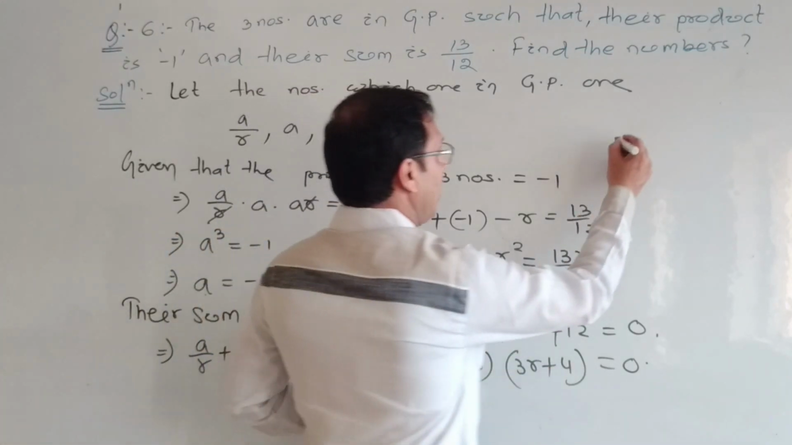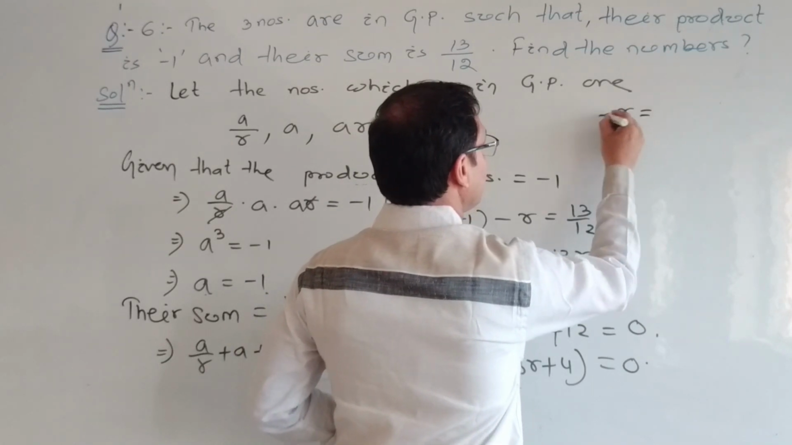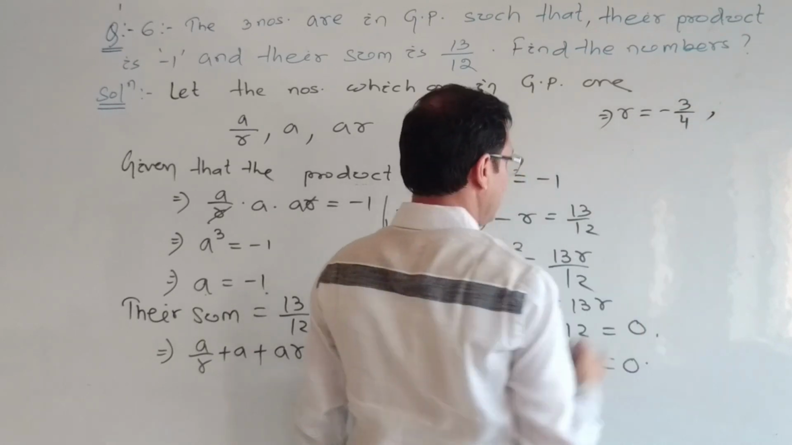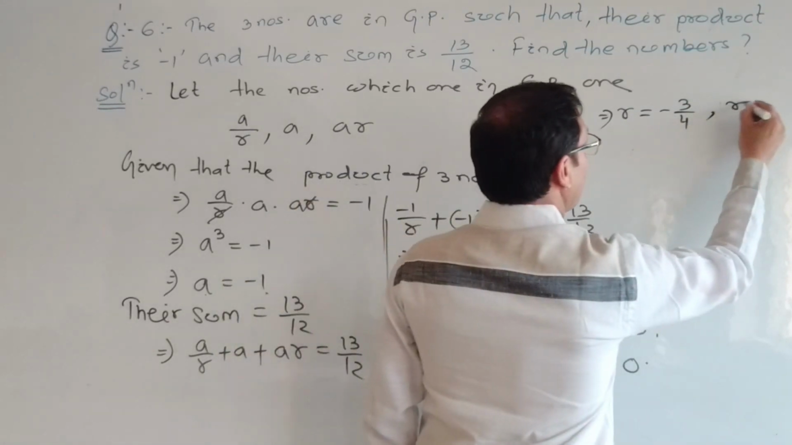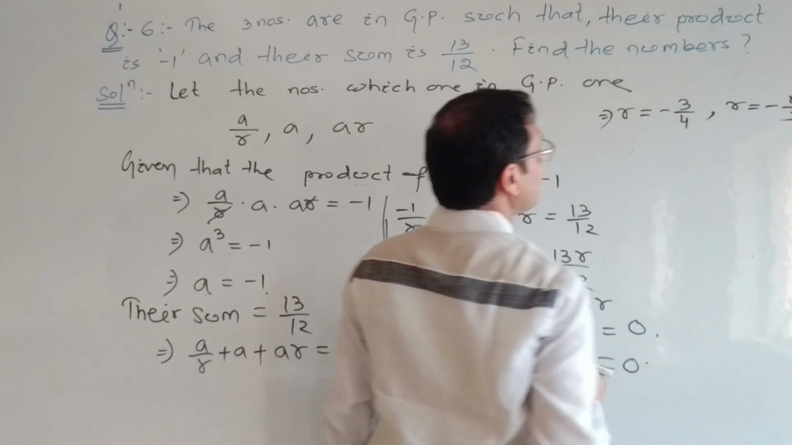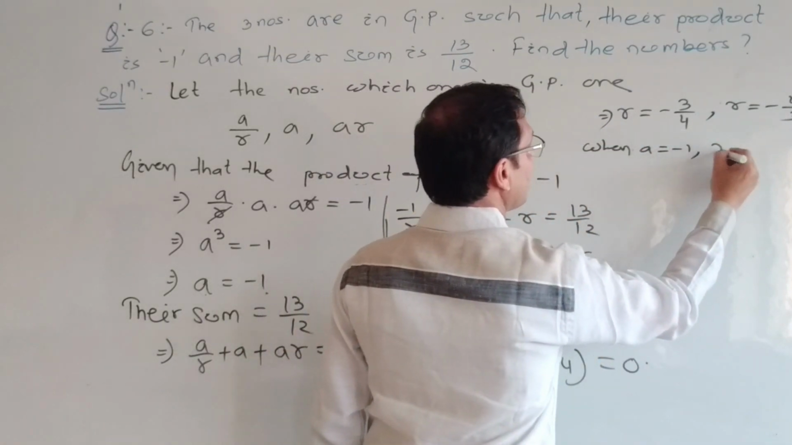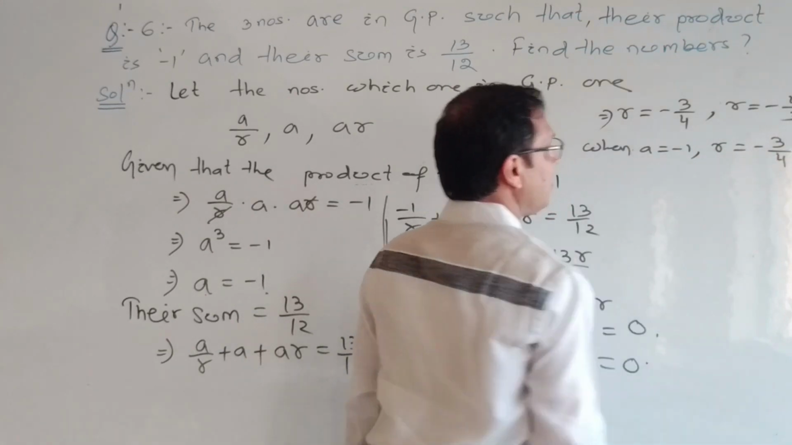From this, R is equal to how much? That is minus 3 by 4. Another one is R is equal to minus 4 by 3. So when A is equal to minus 1, R is equal to minus 3 by 4.